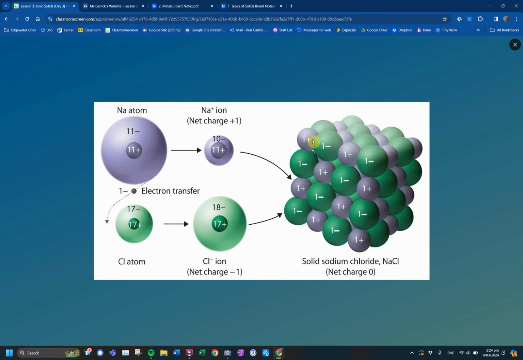And so in this structure, it's going to be alternating that positive and negative charge. That's going to change the properties of the ionic solids compared to that metal. Are we okay with that so far?